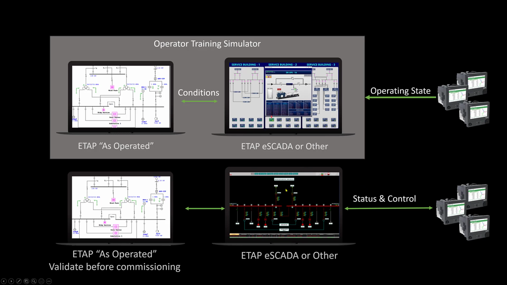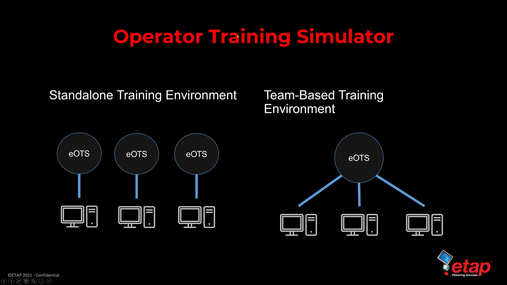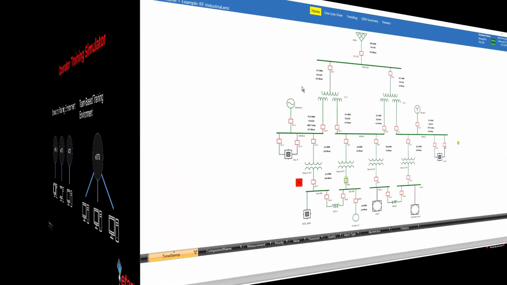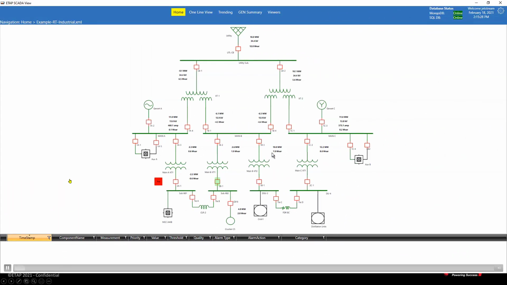You can also then use the ETAP SCADA or any other SCADA with this as operated model to further send the control signals out into the field if you are satisfied with the response of the electrical system. So again, the ETAP model evolves as either a connection to the ETAP SCADA or any other SCADA, and then interacts with the field devices. The operator training simulator can be in a standalone environment or a team-based environment. So let's take a look at the operator training simulator in action.